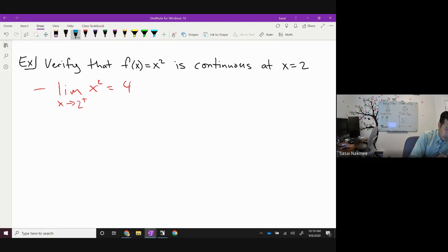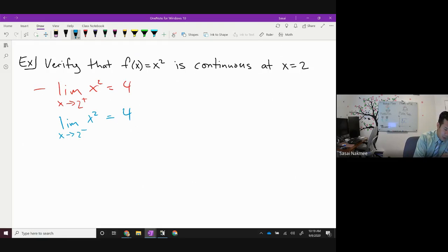And then this, still on the first condition, I need to check that the limit as x approaches 2 from the negative side of x squared also exists. And it does, right? 2 from the negative side is also going to be equal to 4. So that right there is the first condition. The limit from the left side and the limit from the right side exist.